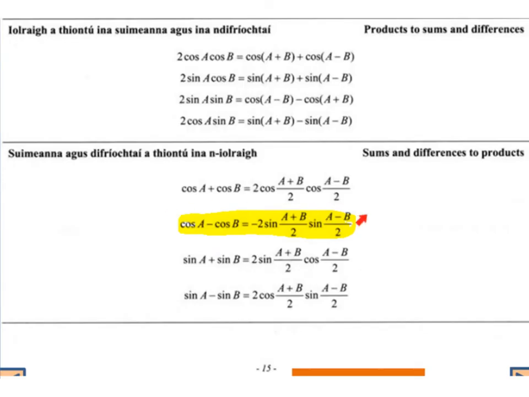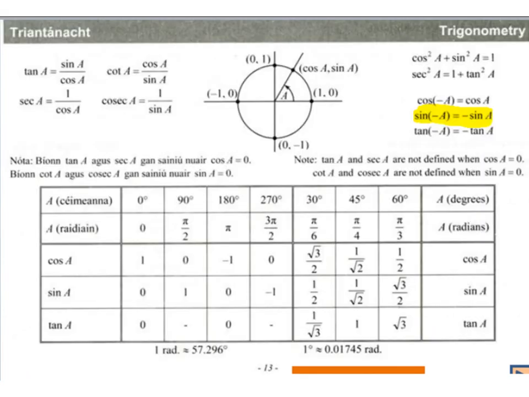So this is the formula that we used. This is part of our sums and differences to products. So going from sums and differences, so adding or subtracting, to products, which means multiply. So we had a difference, and then it became a product where we're multiplying. That's on page 15 of our formula book. And we also use this trig identity, which is sine minus A is equal to minus sine A, which is on page 13 of our formula book.